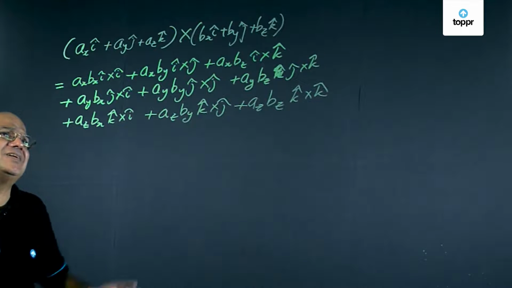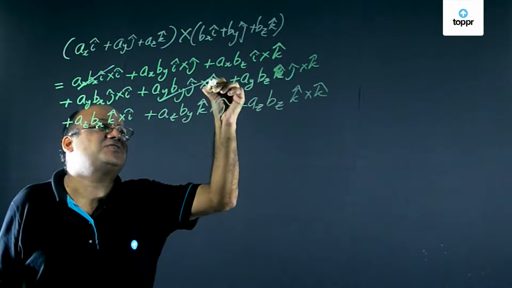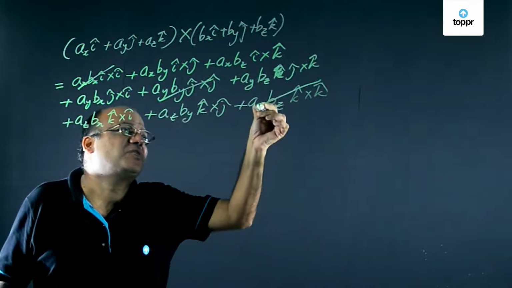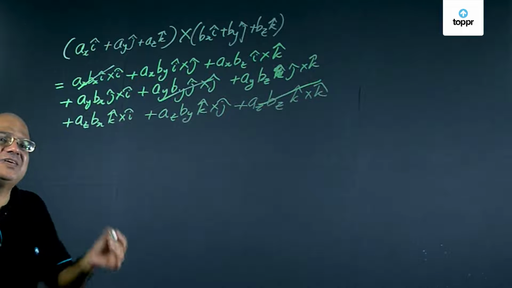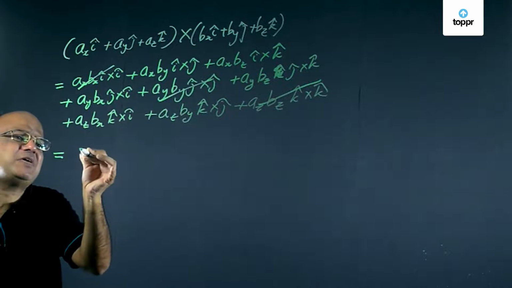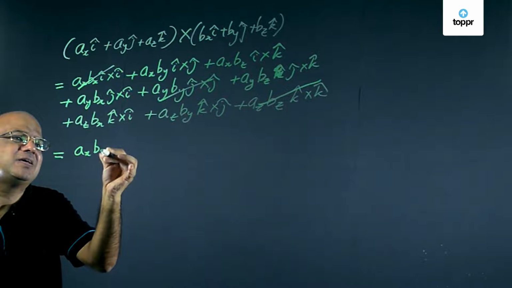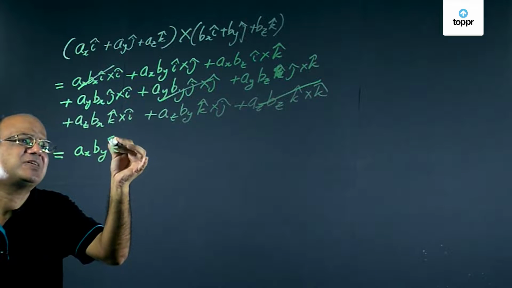9 terms again. But now how many terms are 0? Only 3. i cap cross i cap is 0. j cap cross j cap is 0. k cap cross k cap is 0. We are left with 6 terms. So let us simplify. Here you have ax by. What is i cap cross j cap? k cap. So k cap comes here.